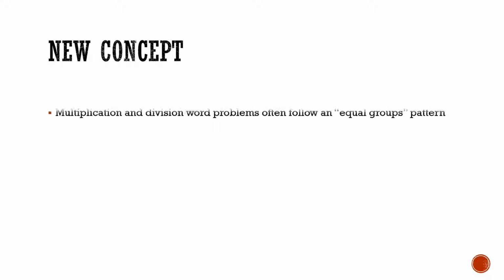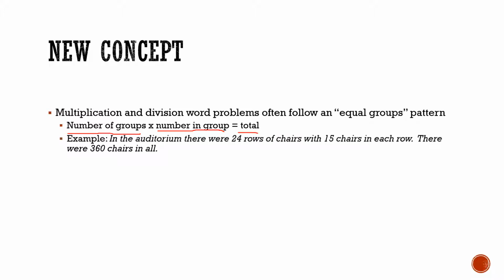Our new concept: multiplication and division word problems often follow an equal groups pattern. So it looks like a multiplying pattern where you have your number of groups that we're talking about times the number in each group, and that will give you the total. And remember, it's going to depend on which number you're missing for what you're going to do.